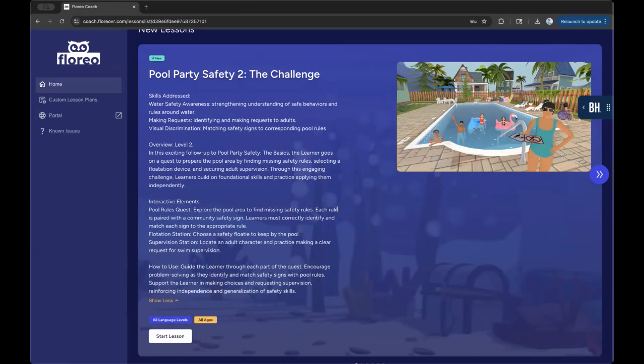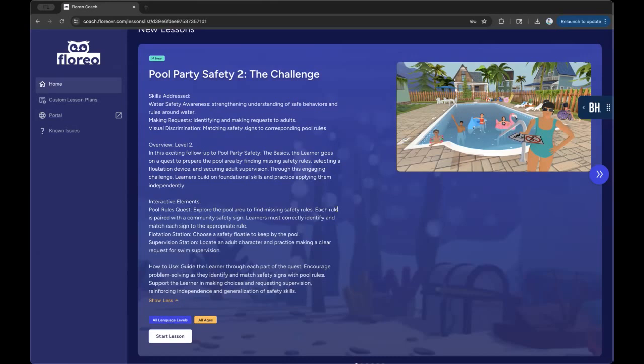We're also here to talk about our next edition in the Pool Party series, which is the challenge. For those who are familiar and have played Pool Party Safety 1, that one is very much a tutorial version of this lesson. That is going to be wonderful for learners who are just learning about pool safety rules, water safety rules, and expected behaviors around water.